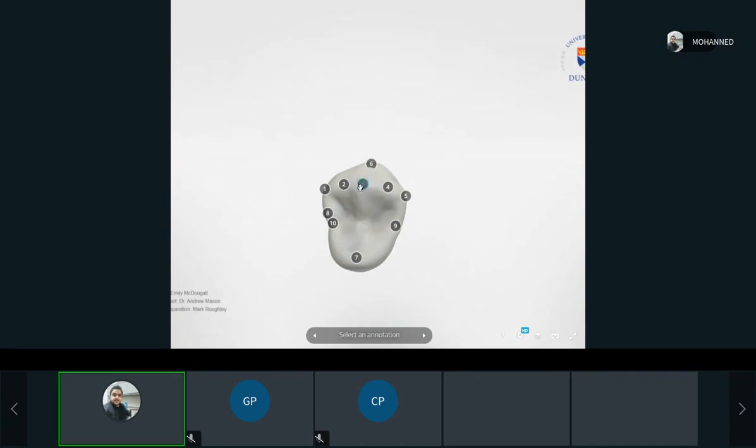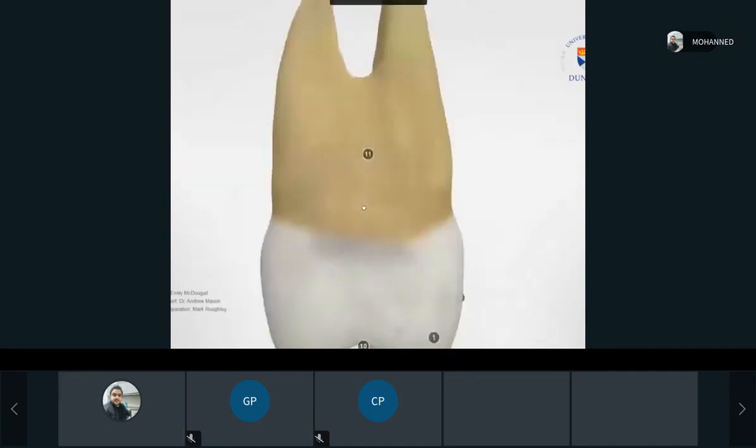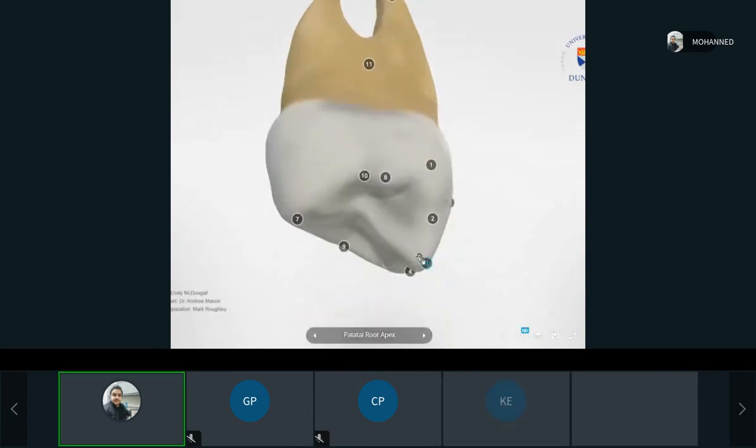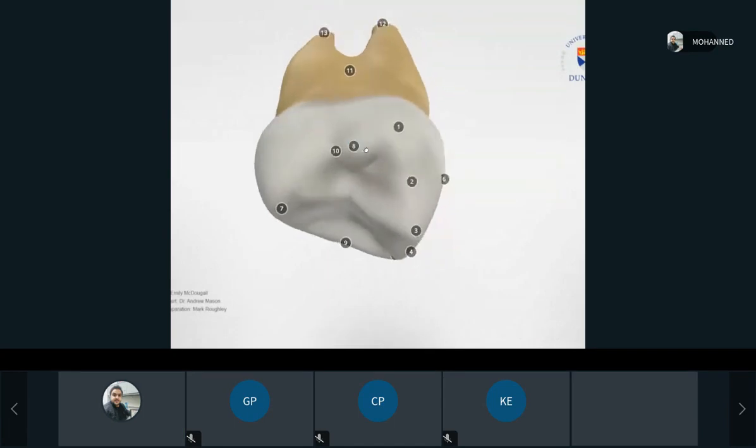So the ridge that goes from the tip of the cusp to the central groove, I'm not sure if we can see it better. Yeah, there it is. The ridge that goes from the tip of the cusp to the central groove is called what? A triangular ridge. The union of two triangular ridges, like you can see, we have a triangular ridge on the buccal side and a triangular ridge on the lingual side. So the union of these is called a transverse ridge. Does that make sense? Okay.